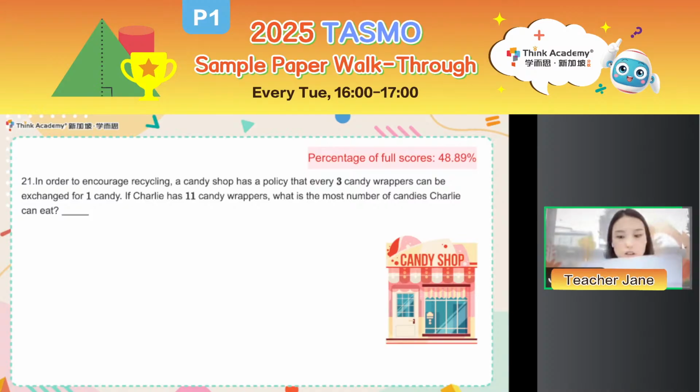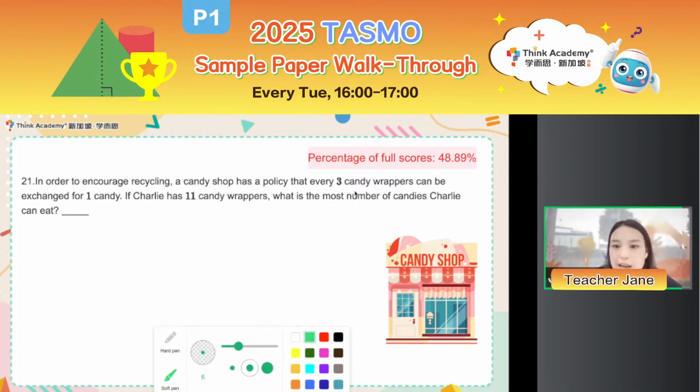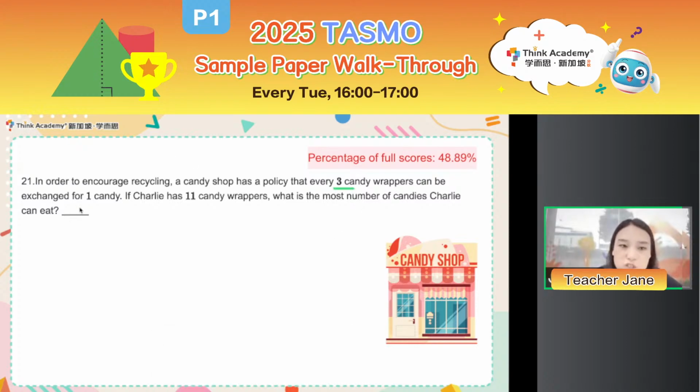Okay, the 21st question. A lot of you got it wrong. Let's take a look. Okay, in order to encourage recycling, a candy shop has a policy that 3 candy wrappers can be exchanged for 1 candy. Okay, a good deal, right? Also, this question, we have a similar one. You still remember the milk one? If you get several bottles, then you can redeem a new milk, right? Last week, we just talked about it. And then if Charlie has 11 candy wrappers, what is the most number of candies Charlie can eat?